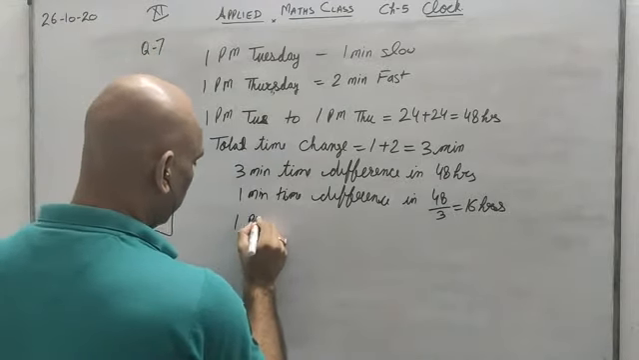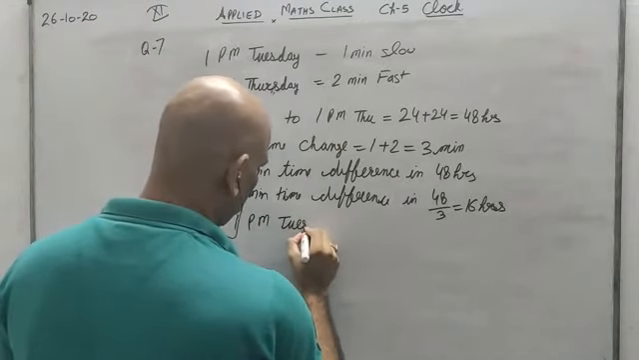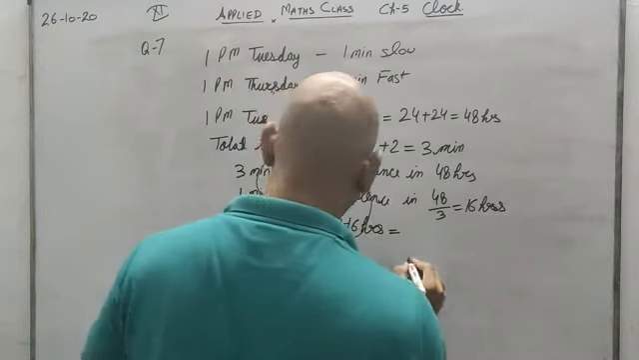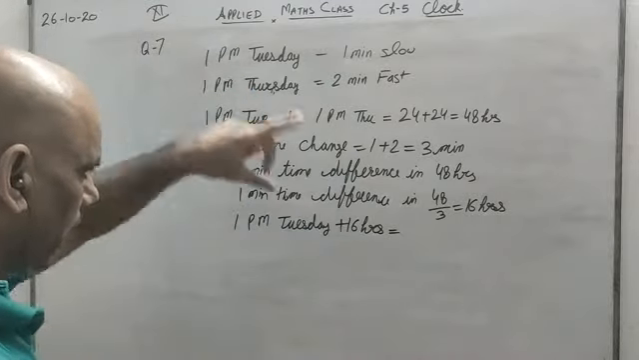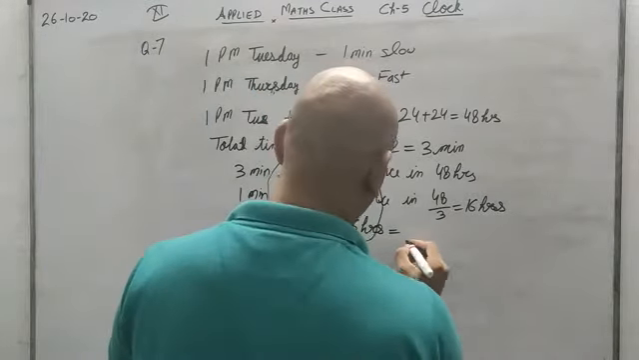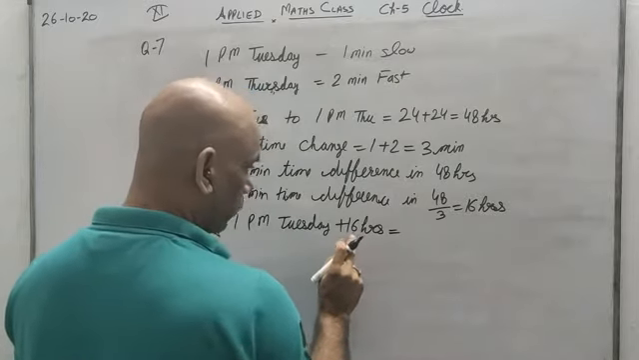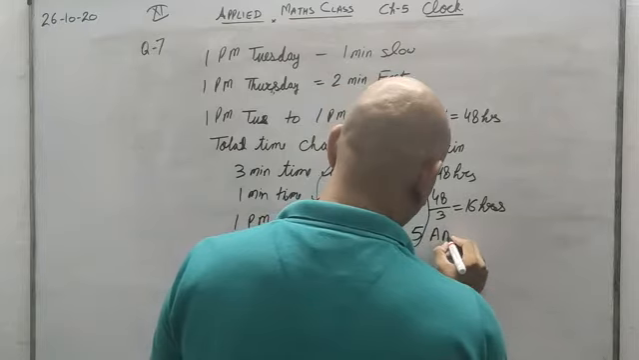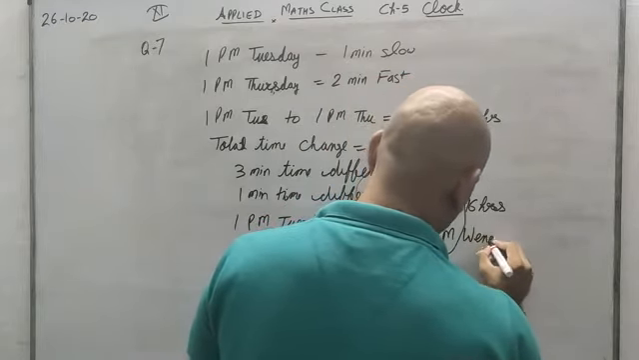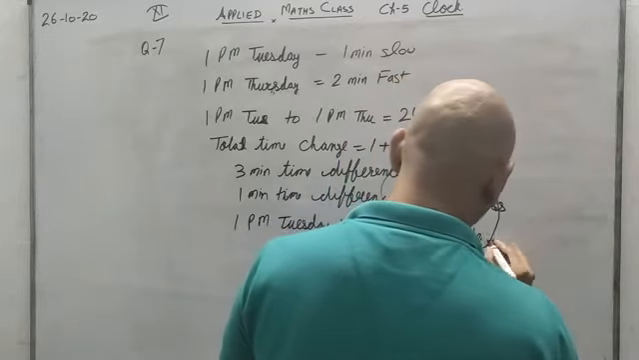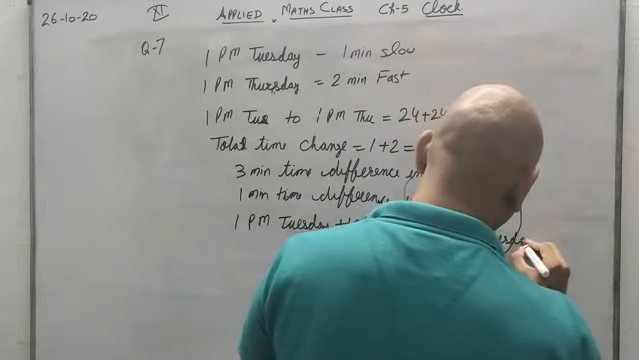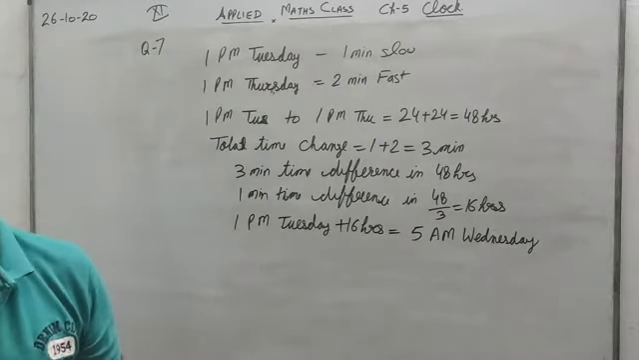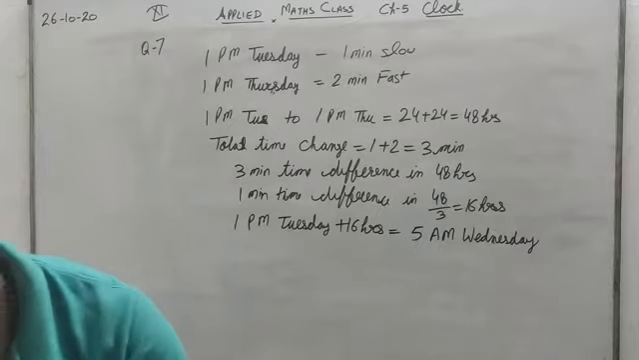So it is 1 p.m. Tuesday plus 16 hours, that is 1 p.m. Tuesday से 1 a.m. Wednesday और 4 more hours. So 5 a.m. Wednesday will be the correct time. 5 a.m. Wednesday it will show the correct time. Okay. What next? Agla question.